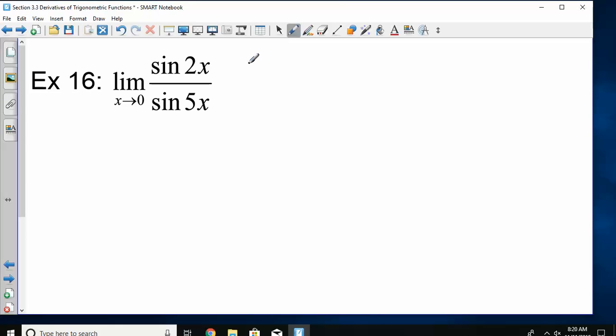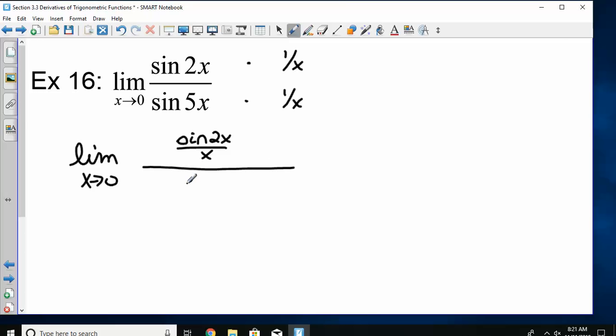Since neither one of these is currently divided by x, I need to introduce that into the problem. So the first thing I'm going to do, we know if we did the same thing to the top and bottom, it's legal. I'm going to multiply by 1 over x on top and bottom. Now looking at this, we've kind of made our problem uglier, but we're going to get to the answer from here. What else do I need in my problem?